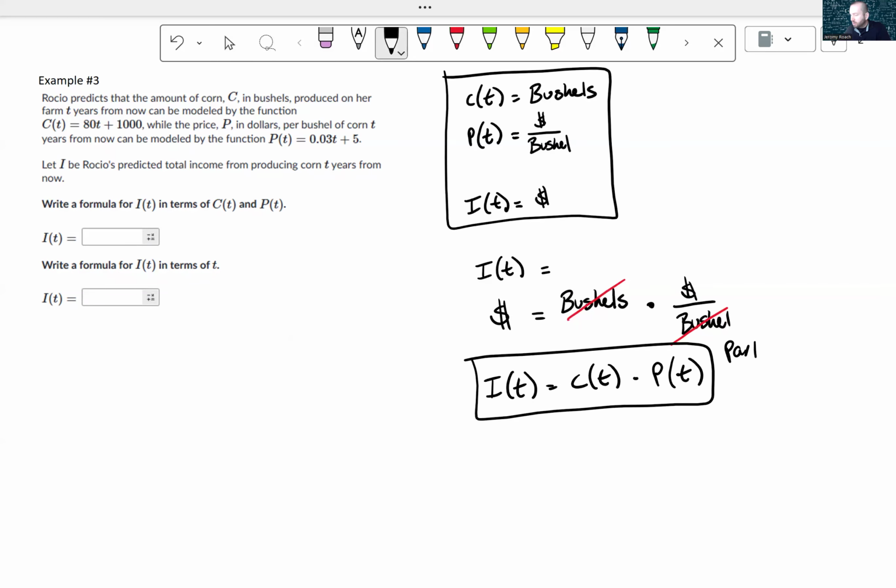Part one. Kind of ran out of room writing it in that box on the first example, so we'll write it down here like this. Now it wants us to write a formula for I of t. So we're going to do the same thing. Again, we're going to write parentheses around each function's value.